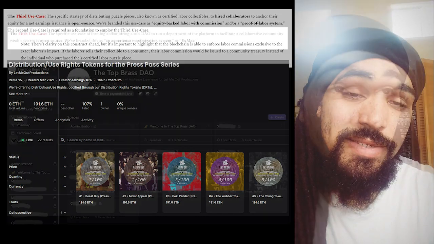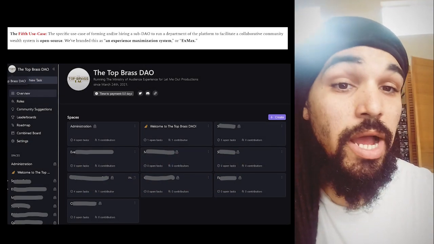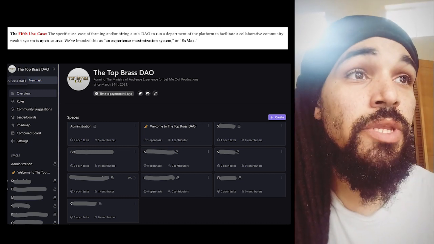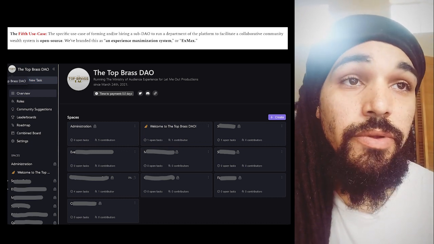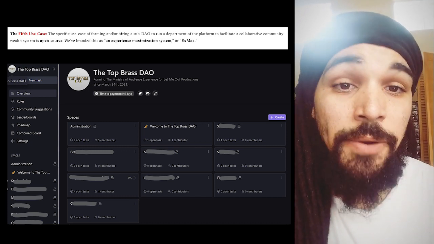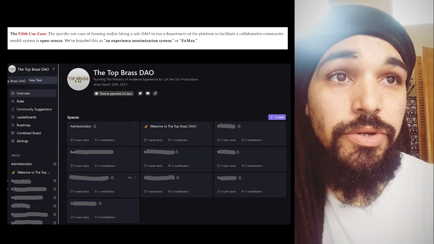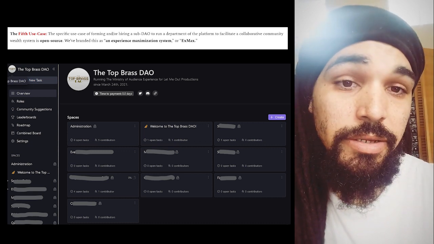Sell distribution rights. The fifth use case is the specific use case of forming and/or hiring a sub-DAO. A DAO is a decentralized autonomous organization, to run a department of the platform to facilitate a collaborative community wealth system and guarantee the consumer property that you're selling, an audience experience guarantor. We've branded this as an experience maximization system, or an XMAX.